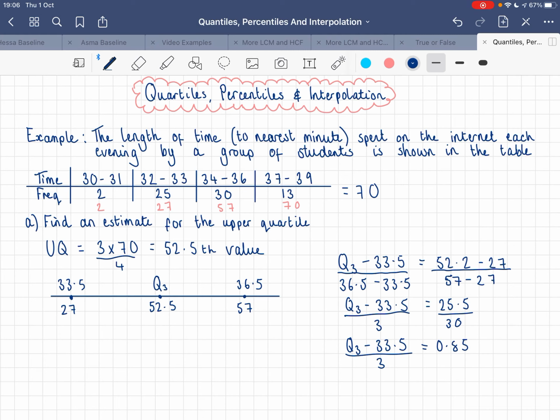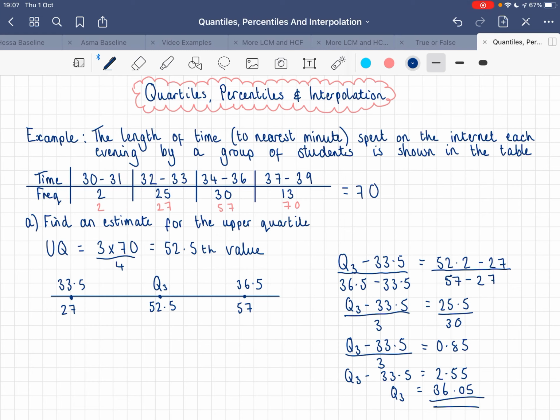And then I'm just going to rearrange until I get Q3 on its own. So just do a little bit of algebra. So I can have Q3 minus 33.5 is equal to 2.55. Then I'm going to add the 33.5 over. Gives me 36... Have I done something wrong? No, 36.05. Yeah, 36.05. And that is an estimate for the upper quartile of that data, 36.05.